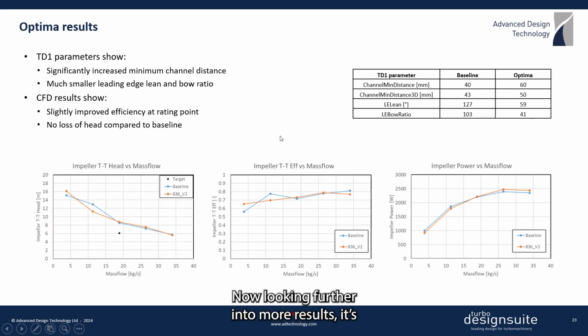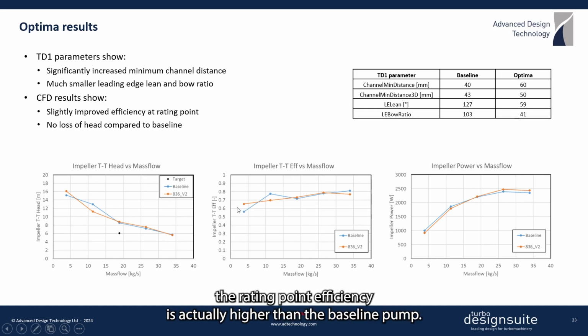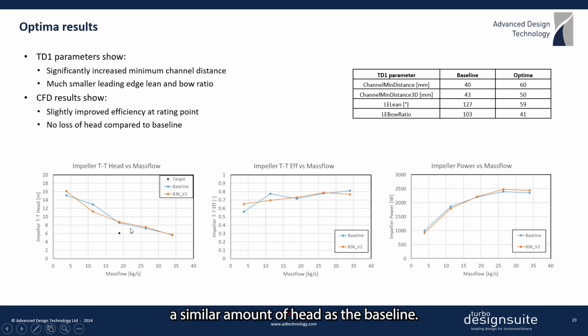Now, looking further into more results, it's interesting to see the effect on Turbo Design 1 parameters, where the minimum channel distance is significantly bigger, and the leading edge lean and bow are reduced to almost half. And when we run CFD on the optimized impeller, what we find is that even though the peak efficiency is slightly reduced, the rating point efficiency is actually higher than the baseline pump. And also the optimized impeller is able to generate a similar amount of head as the baseline.